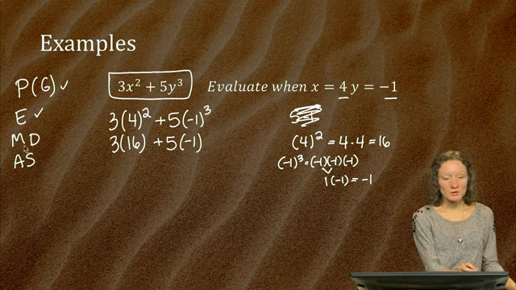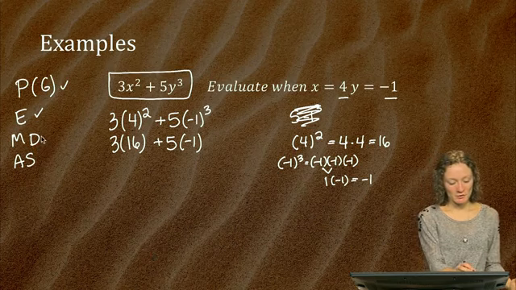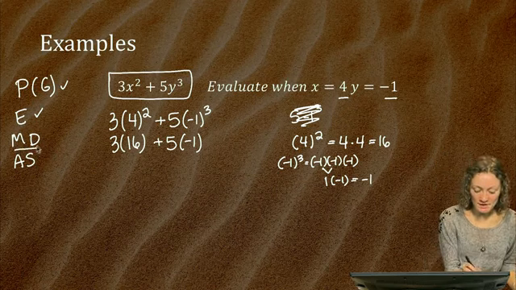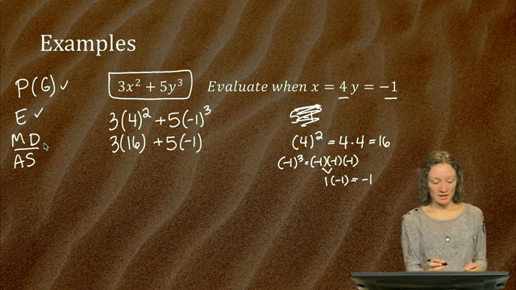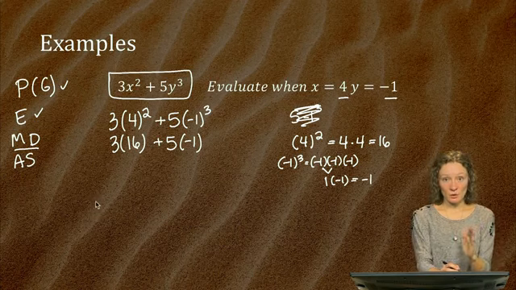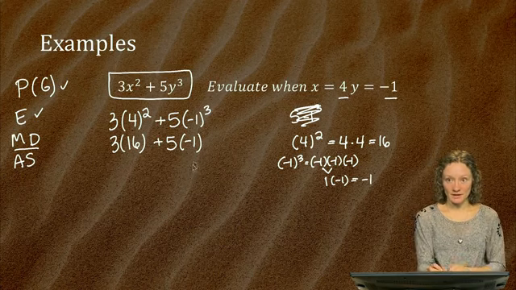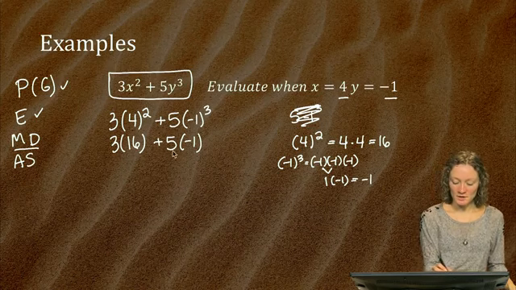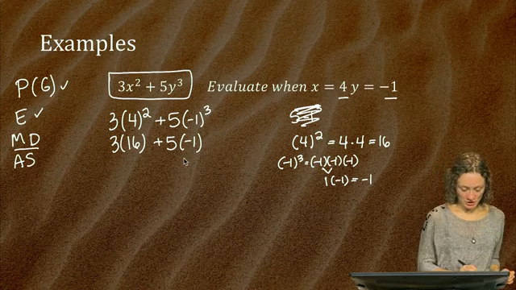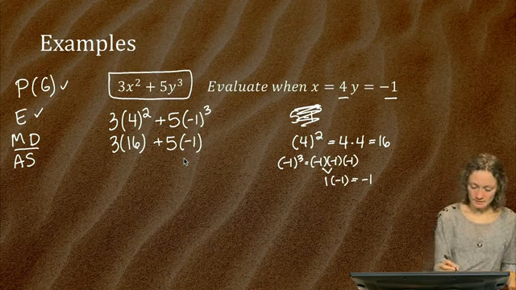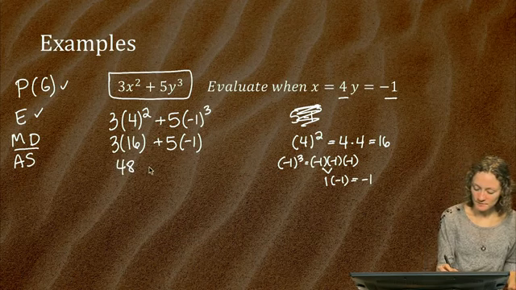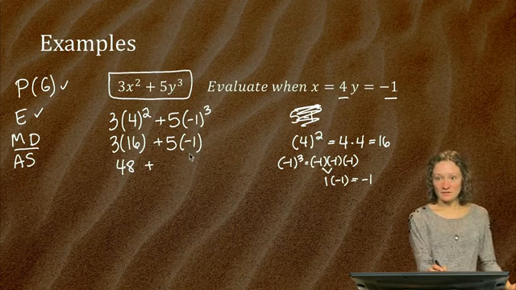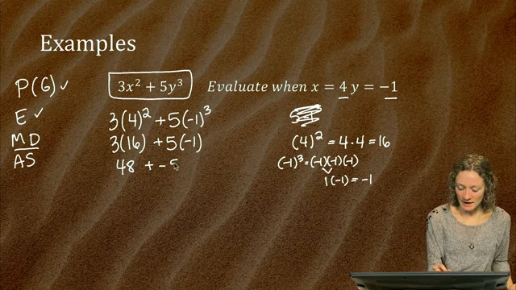The next 2 are multiply and divide. Don't be fooled, even though you say PEMDAS, multiply and divide are on the same level. So you do multiplication and division in the order that you see them, from left to right. So in this problem, we do only have multiplication, so that's helpful. We'll take care of each multiplication. 3 times 16 is 48. Plus 5 times -1 is -5.